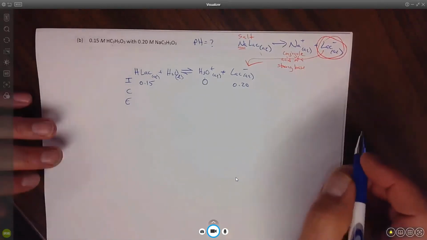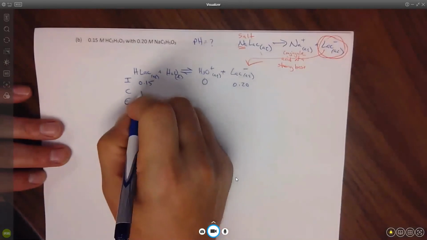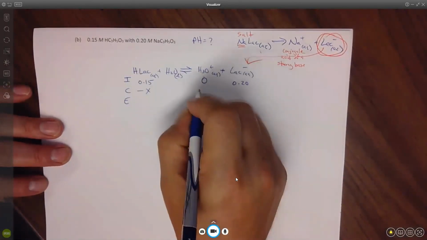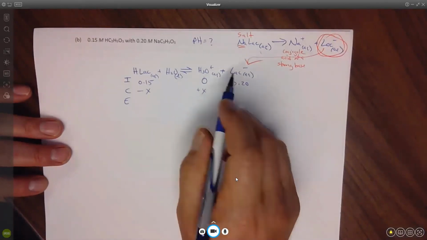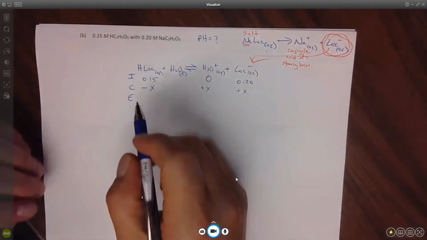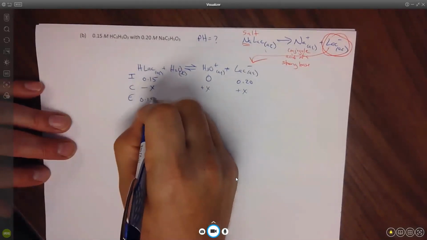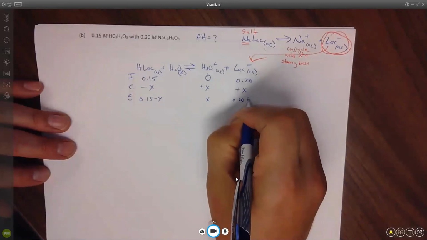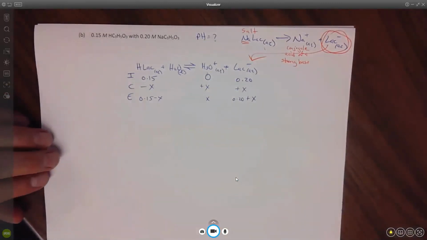Okay, again, the change, we're always going to assume we lose the reactant, so minus 1x, and then we're going to gain our product, so plus 1x for the hydronium ion, plus 1x for the lactate. At equilibrium, we're going to add the two together, so it's going to be 0.15 minus x, x, and 0.2 plus x.